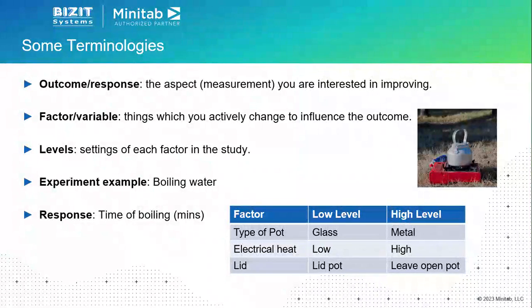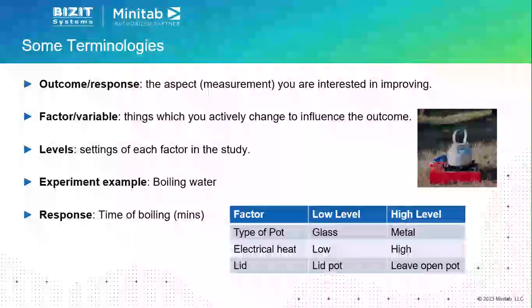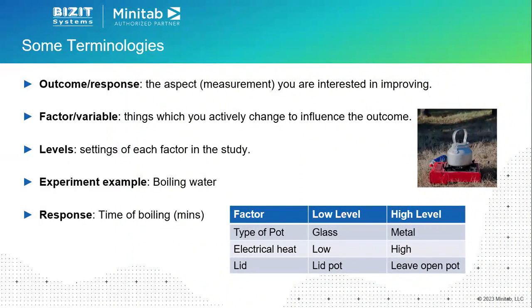And then we have an example experiment. In this case, we want to boil water and measure the boiling time of the water. They come up with factors. One is the type of pot, which has two levels, glass and metal. Another factor is the electric heat, which will be low and high. And another factor in this study is the lid, with lid or without lid on the pot. So that one has levels too.